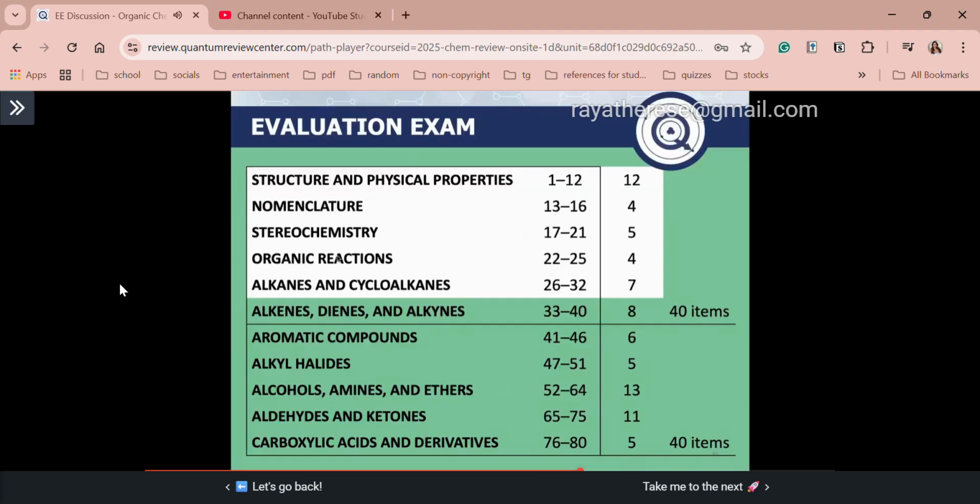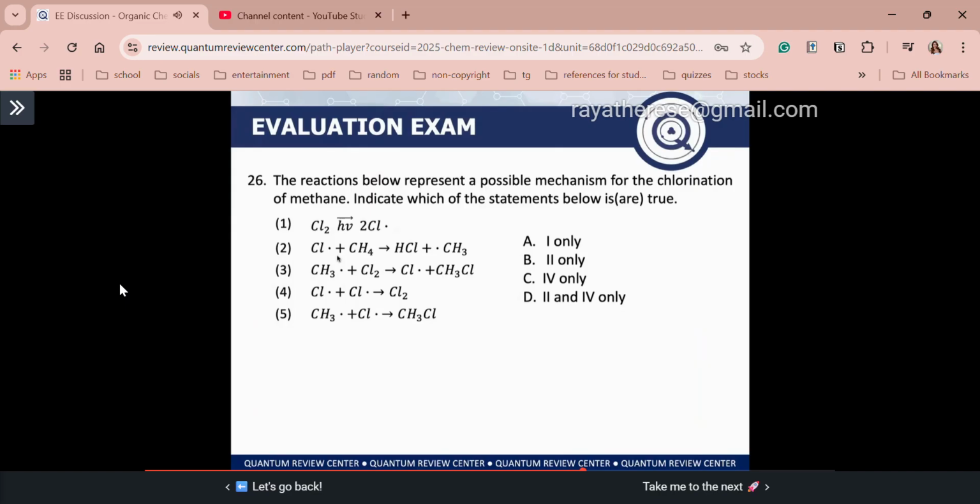Okay, so now we are down to our second to the last topic under basic organic chemistry. This is for alkanes and cycloalkanes. Class, let's start with item number 26. The reactions below represent a possible mechanism for the chlorination of methane. Indicate which of the statements below is or are true. Actually, this was a board exam question during our time. Class, this one is derived from a GRE model test.